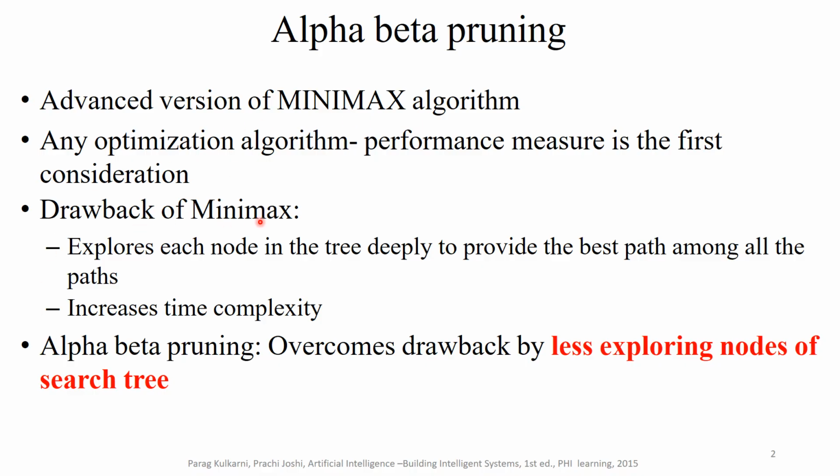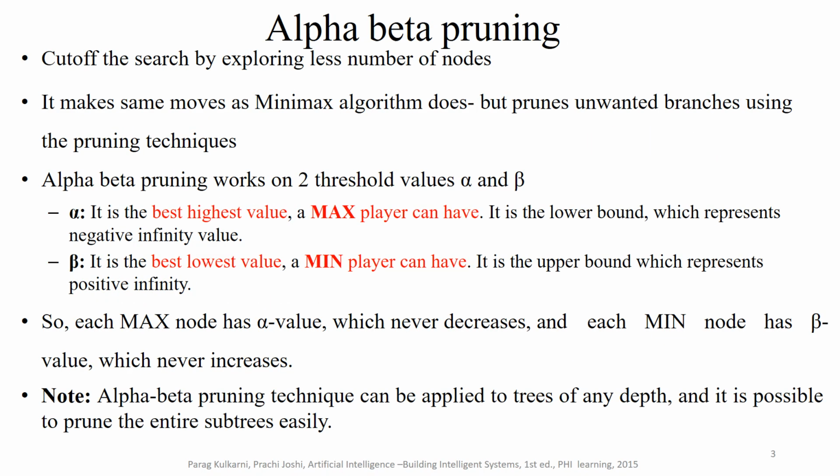The drawback of min-max is that it explores each node in the tree deeply to provide the best path among all the paths. It increases time complexity. Alpha-beta pruning overcomes the drawback by exploring fewer nodes of the search tree. It cuts off the search by exploring a smaller number of nodes. It makes the same moves as the min-max algorithm, but it prunes the unwanted branches using pruning techniques.